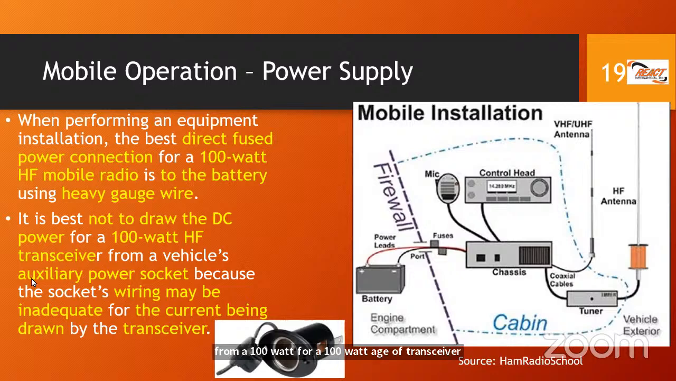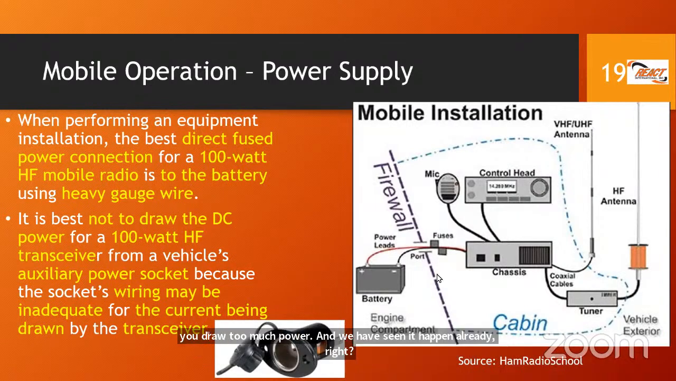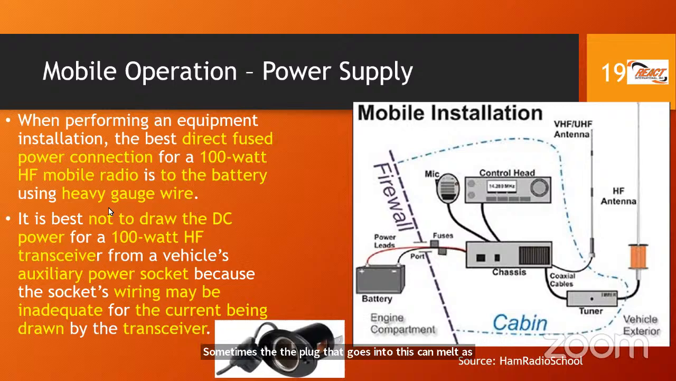Read this as auxiliary power socket, meaning cigarette lighter adapter, because the socket's wiring may be inadequate for the current being drawn by the transceiver. And I mean, these things could actually melt if you draw too much power. We have seen it happen already. Sometimes the plug that goes into this can melt as well. So try to avoid using it, especially with high powered equipment.